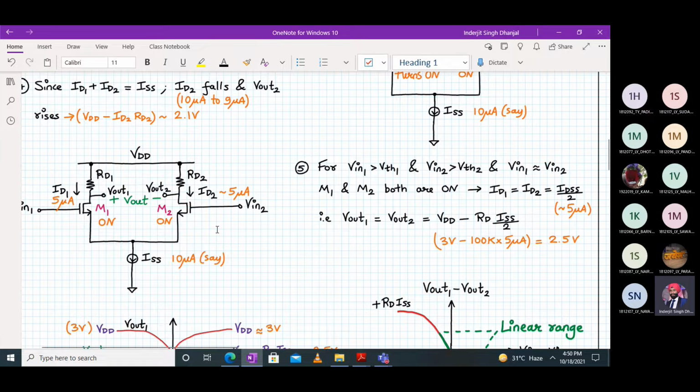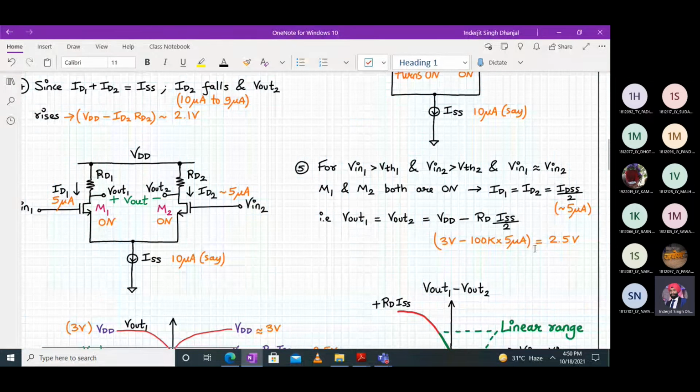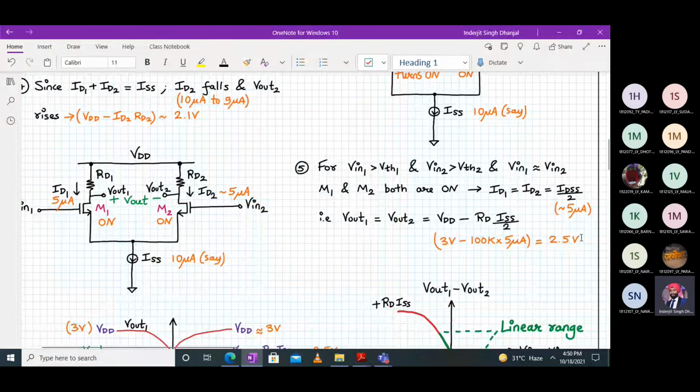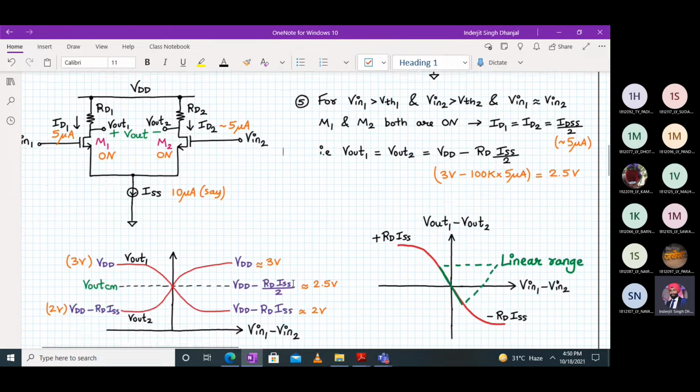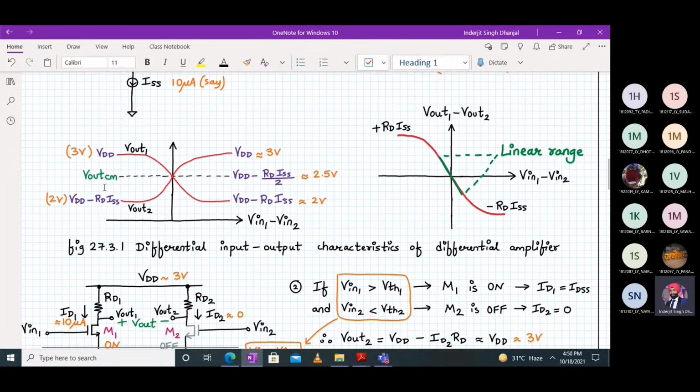So what will be V out 1 and V out 2 equal to? It will be same. It will be equal to VDD minus ID into RD. Okay, so it will be 3 volt minus 100K into 5 microamperes. So this will be equal to 2.5 volt. Fine. Whenever both the transistors are on equally, your ID1 and ID2 are same, and my output V out 1 and V out 2 are also same, and that is equal to 2.5 volt. Are you all following? So this is what is going on.